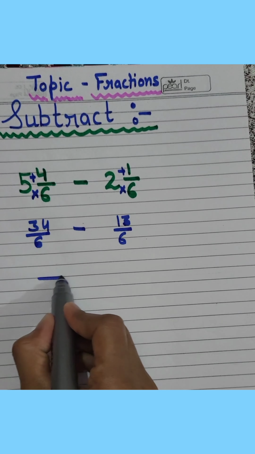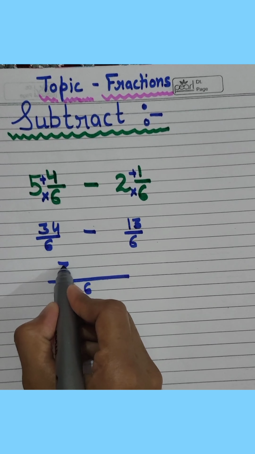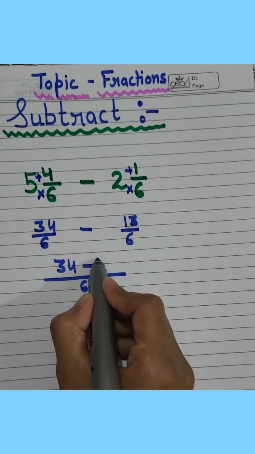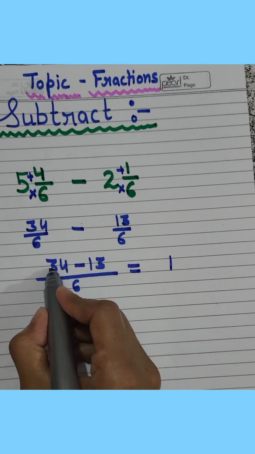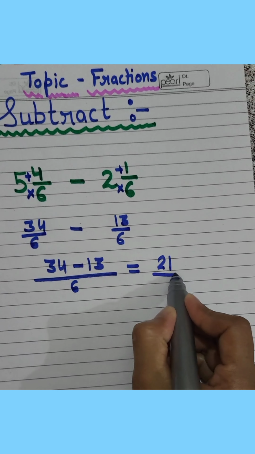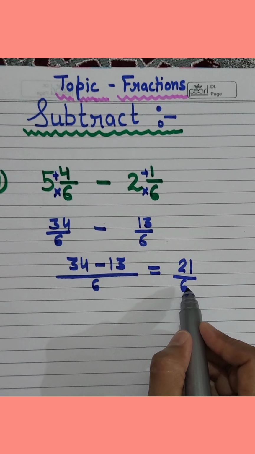In like fractions, what we will do is take the denominator as 6. Now subtract the numerators, 34 minus 13. What will be left? 4 minus 3 is 1 and 3 minus 1 is 2, so 21 by 6. Now we have to write down the answer in lowest form.